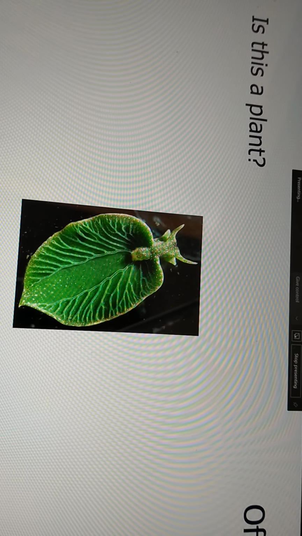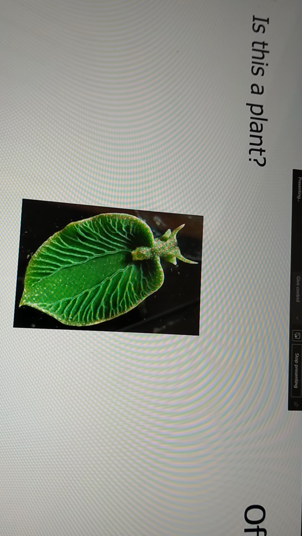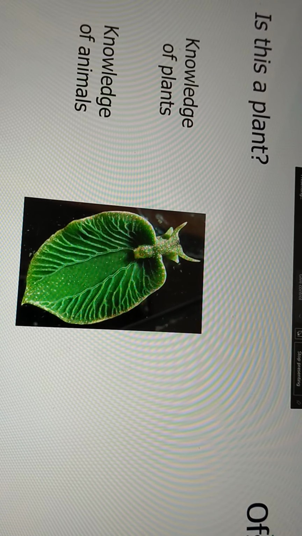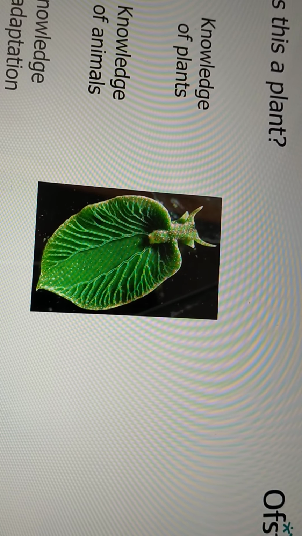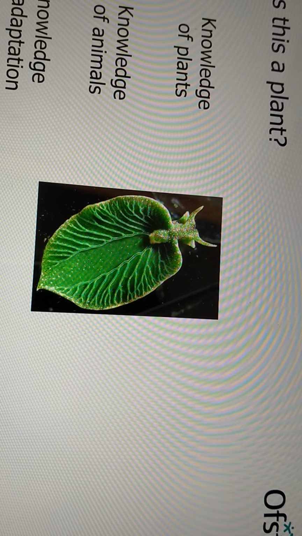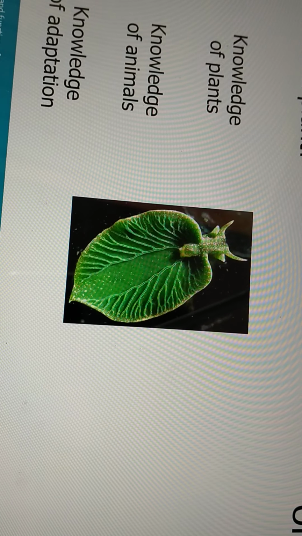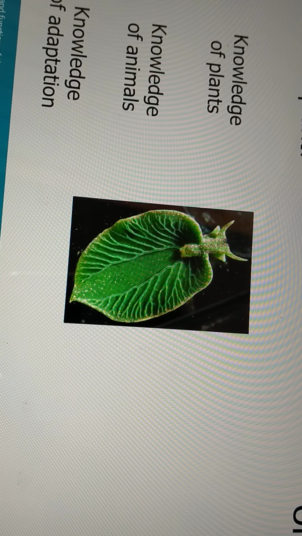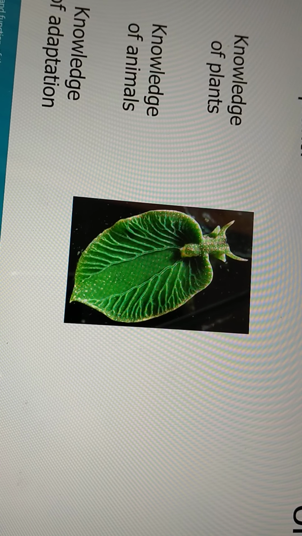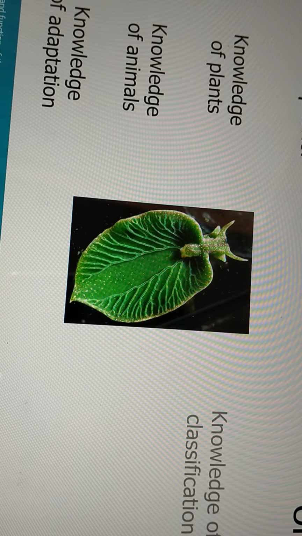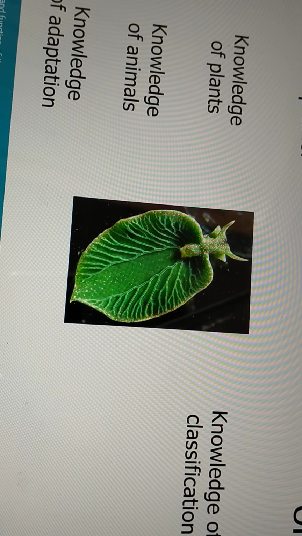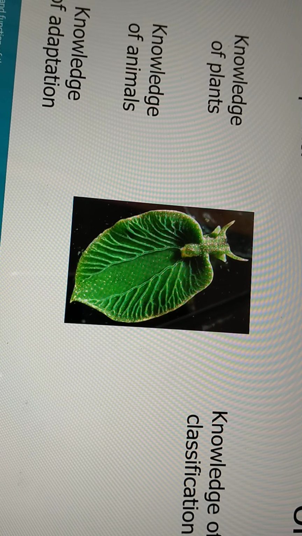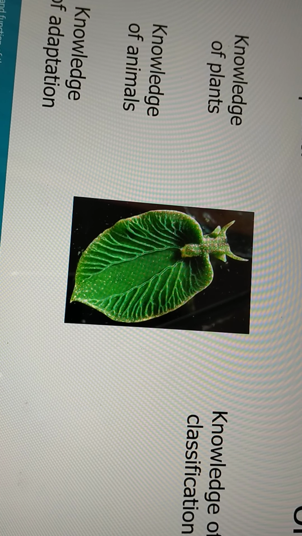To answer this scientific question, pupils will need knowledge of plants, knowledge of animals, and they may need knowledge of adaptation. This knowledge will not allow a pupil to determine if that is a plant or not, because they'll see that actually this organism has features of both. So to come to a decision, they will really need to understand some principles of biological classification, because it was through biological classification that scientists arrive at deciding whether something is an animal or a plant.